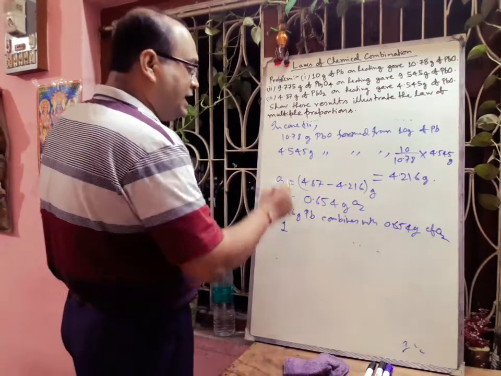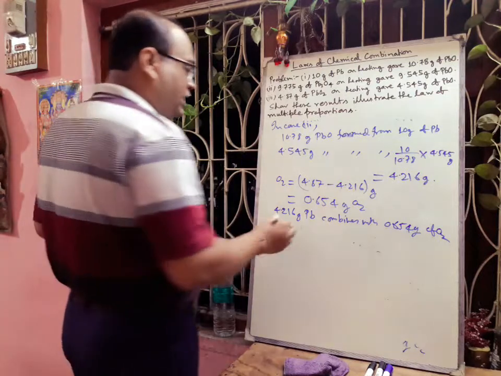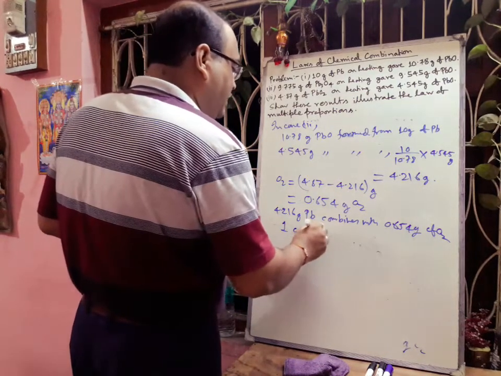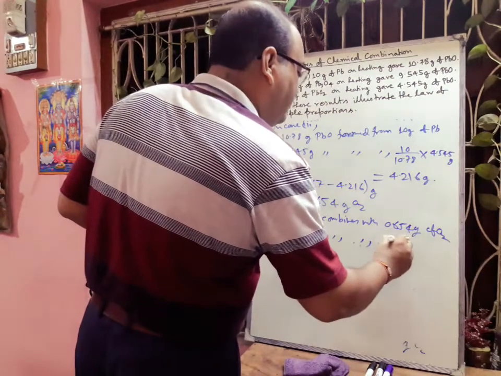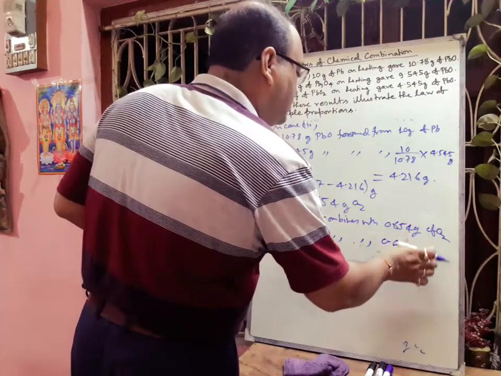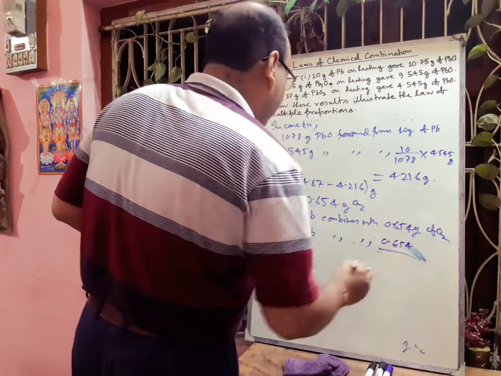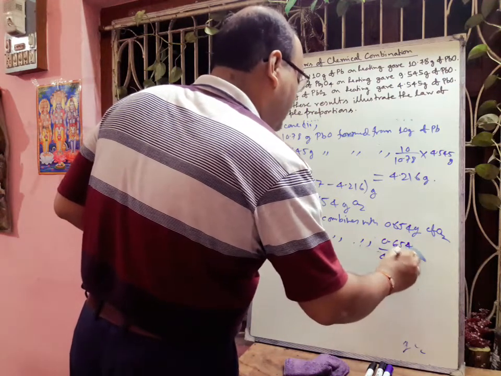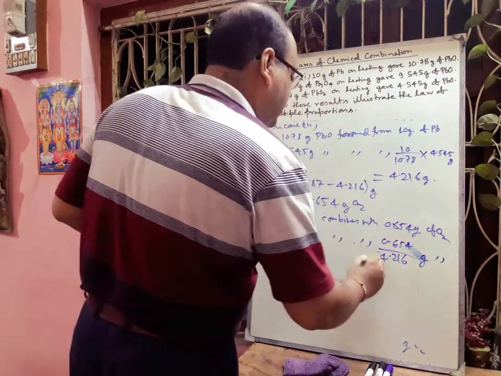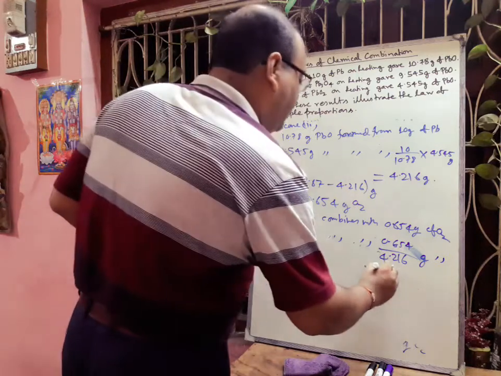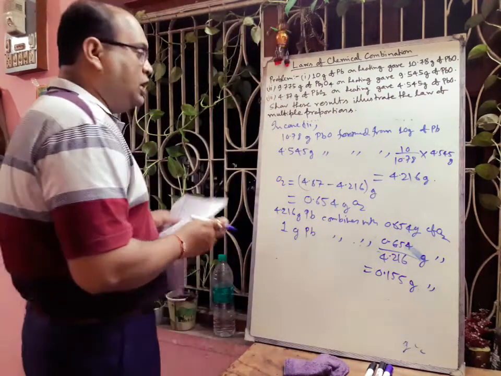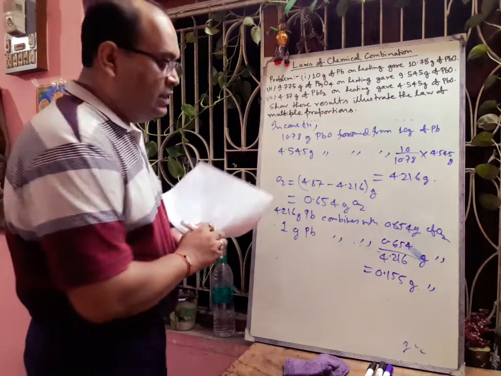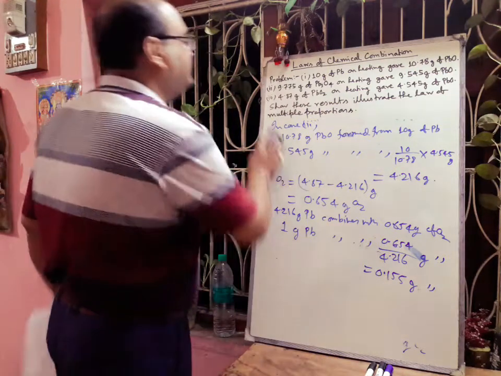So in this case, that means lead dioxide or lead peroxide, 1 gram lead will combine with how much? It is 0.654 divided by 4.216 gram of oxygen. That will be equal to 0.155 gram of oxygen. So now our table is ready. Then we will write the result.